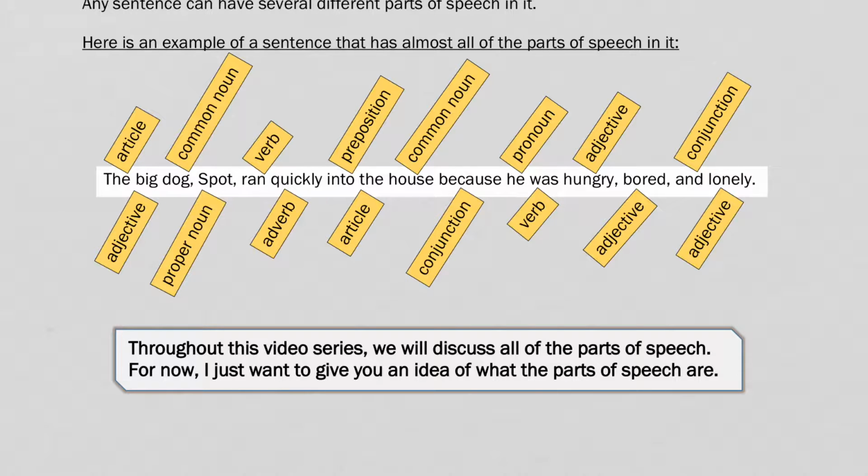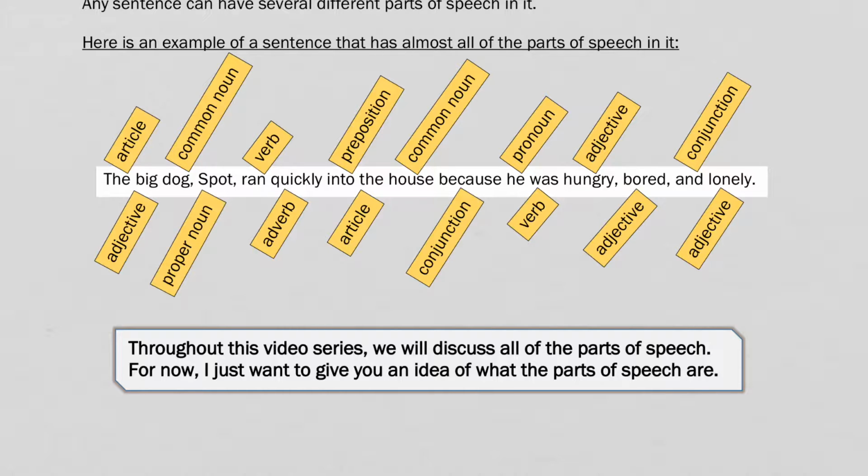But then when we share the dog's name, right, we say the big dog, Spot, ran quickly into the house, right? So Spot is a proper noun because Spot is the name of the dog, the specific name of the dog that has a capital letter. Proper nouns always have capital letters. The big dog Spot ran quickly into the house. Ran is a verb. That's what Spot did. That's what the dog did.